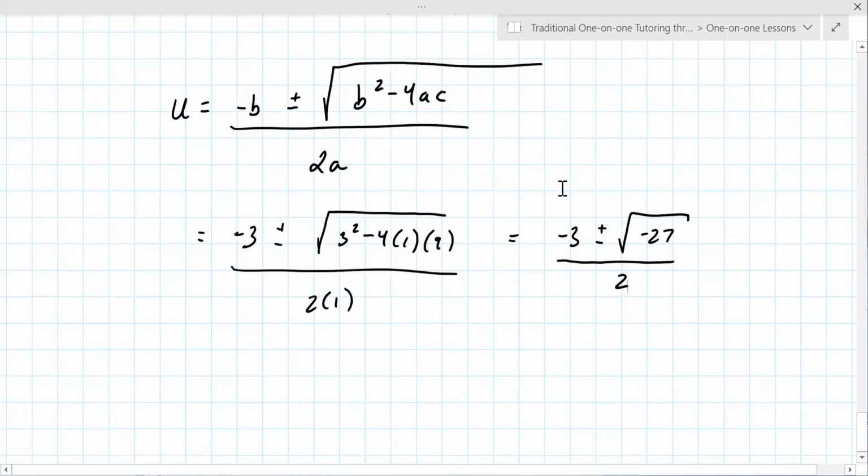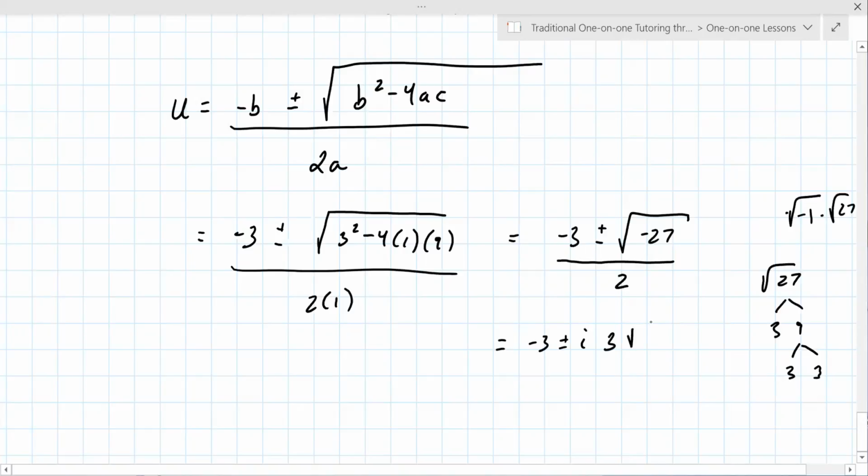So here, when you're looking at what's left, you have to realize, oh, I can reduce the square root of negative 27 because it's -1 times the square root of 27. Right. Okay, so it's -3 plus or minus i, but what is the square root of 27? Well, it's 3, 9, 3, and 3. It's another thing that you can separate, and you get 3 root 3 over 2.